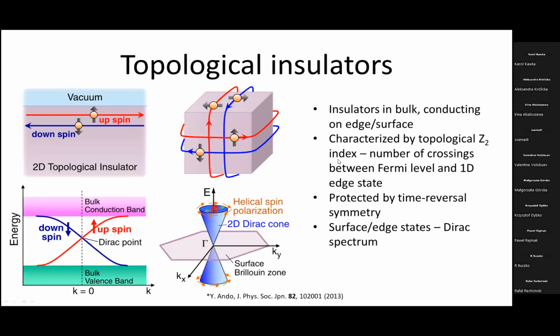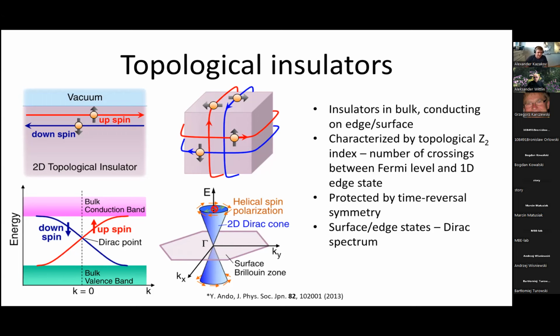The main interest of our work is the topological properties of solids. The most known example is topological insulators, which are already not that novel a material after all these years. So what are they? In simple words, they are insulators in the bulk, but have conducting edge states in the 2D case or surface states in the three-dimensional case.